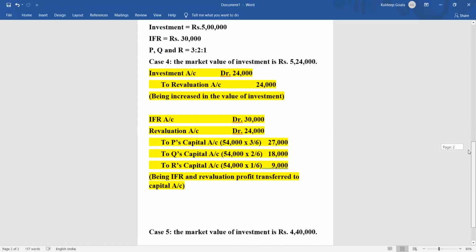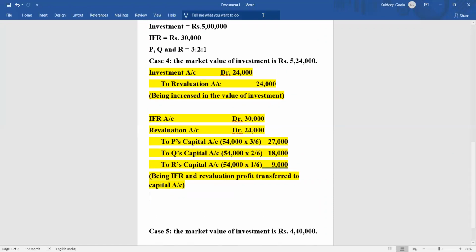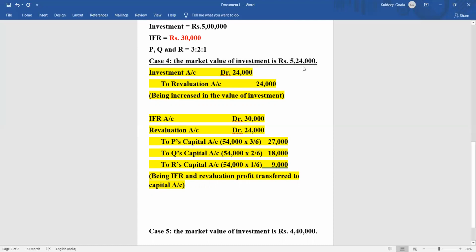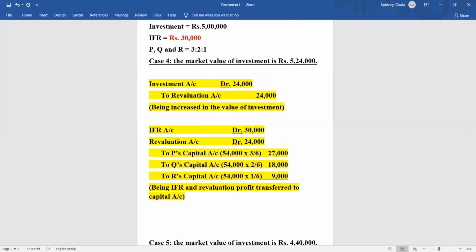Now I'll show you the case of loss. Remember that if you have an arrangement for the loss, in this situation there was an arrangement of 30,000. Only if your loss amount exceeds 30,000 are you going to record it in the revaluation account. In case of loss, if it is exceeding 30,000, you have to show the extra loss in the revaluation account. But if it is not exceeding, no need to show it in the revaluation account. Clear? Let's find out.